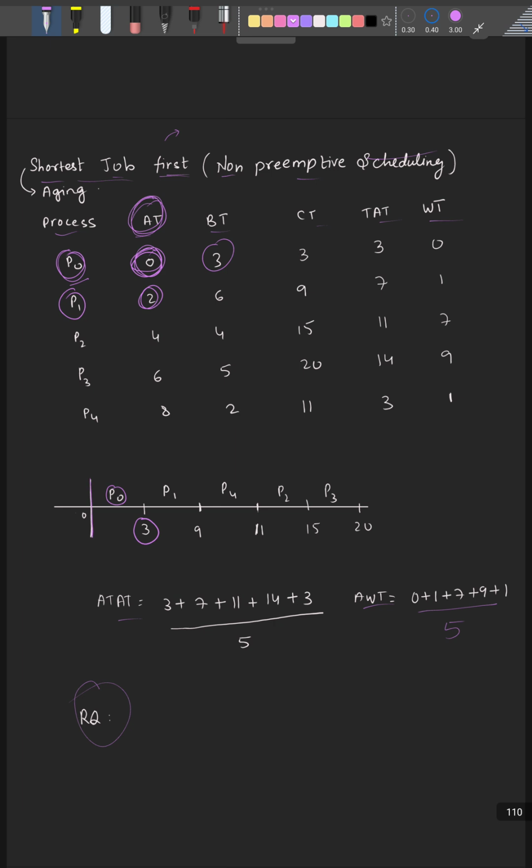And I said it is non-preemptive. So until the execution of one process is finished completely, we have to keep doing it. We cannot change to the other process. So that is what non-preemptive means.